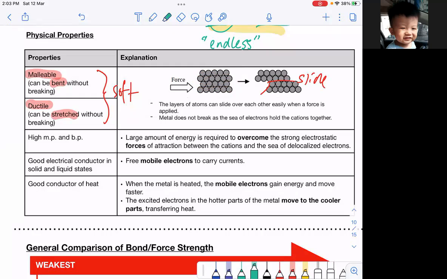Okay, I'm going to speed up now. High melting point and boiling point. Why? Because I need large amounts of energy. How come I bolded the word overcome? Because I'm pairing it with the word. Y'all can answer also. Overcome the strong electrostatic forces. You pair the word force with overcome. When do you use the word break? When you're breaking? Can check. What can you break?